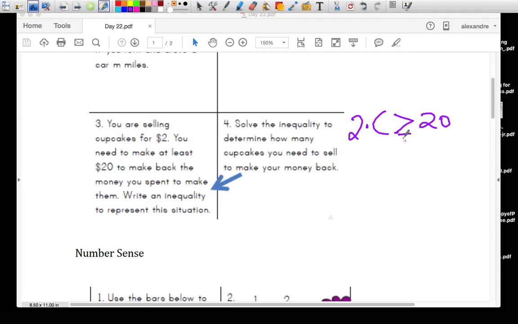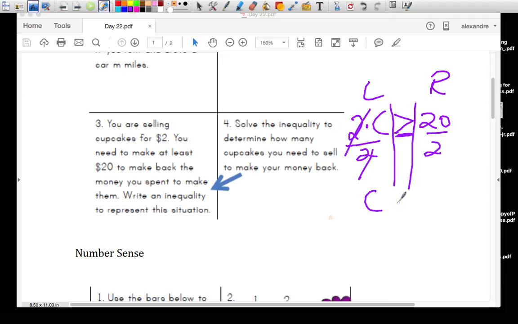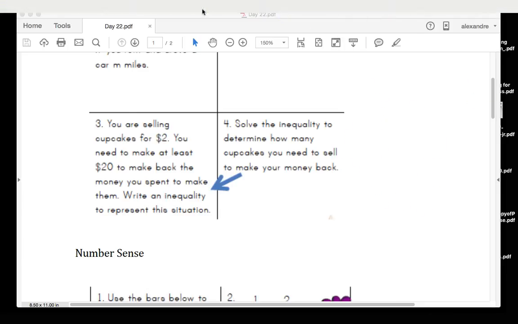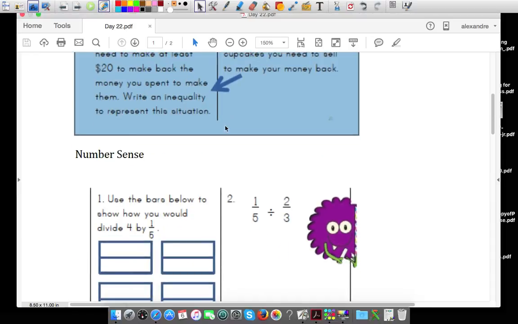So how many do you need to sell? So you will solve this like an equation. There's my left, there's my right. This is a multiplication, so I will divide this by 2 and divide that by 2. And the cupcakes that I need to sell is going to be greater than or equal to 20 divided by 2, which is 10. Okay. Let's scroll down. That's easy.